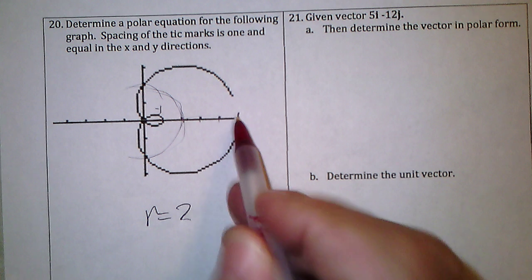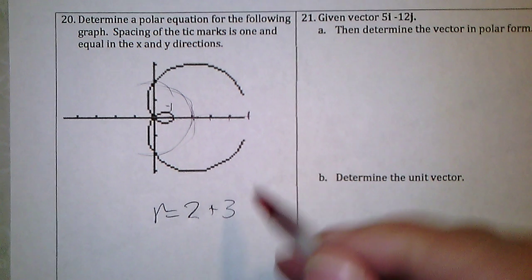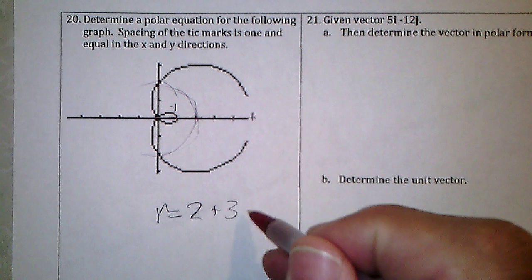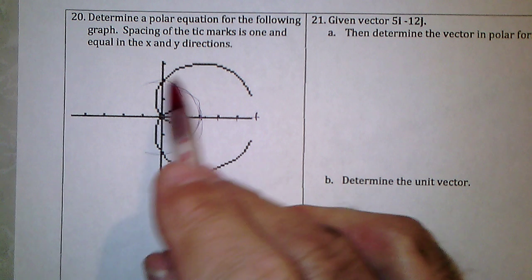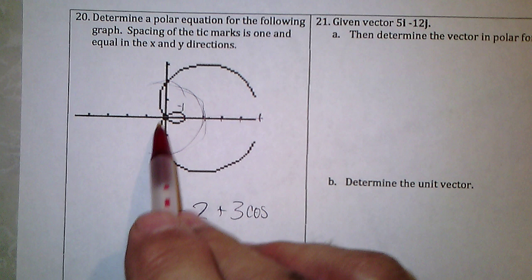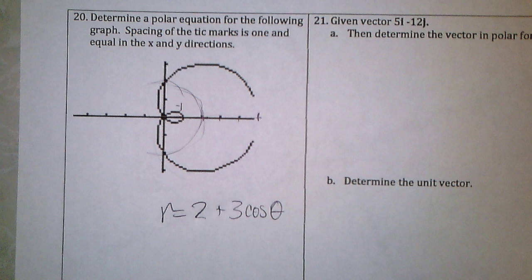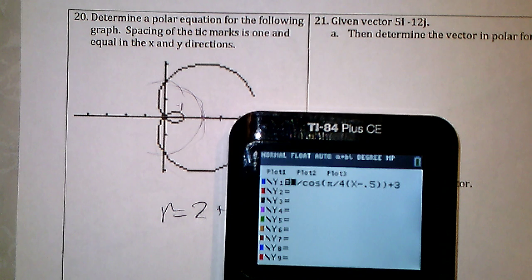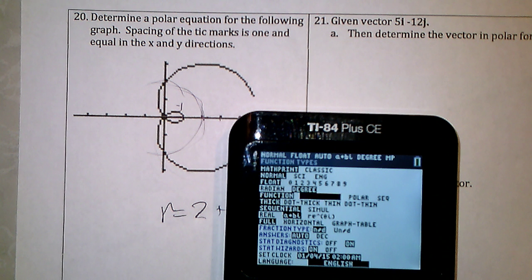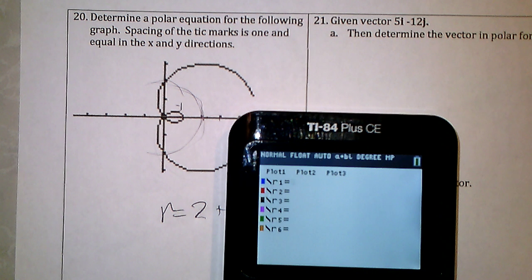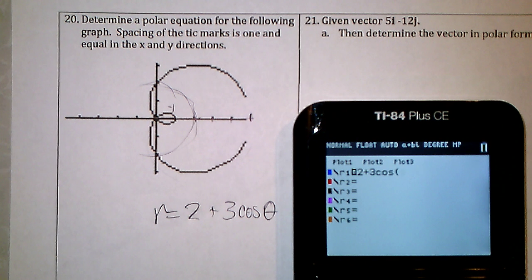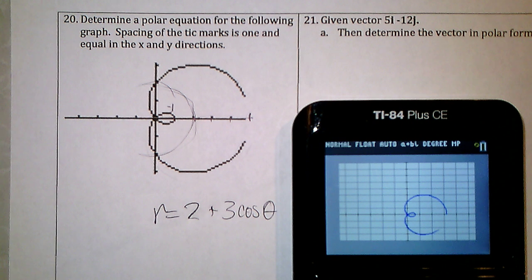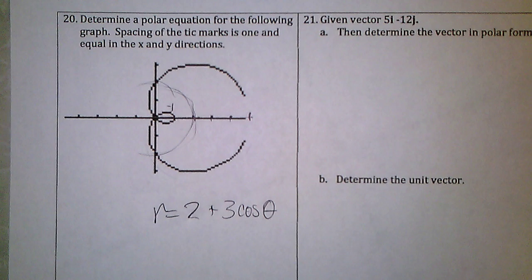And it looks like we add 3. And to be adding right at 0 degrees, that would be a cosine curve. And it looks like it adds and then goes to minus, and cosine's minus over here, and then plus, so I think it's just theta. Let's check it. So mode, polar, 2 plus 3 cosine theta. That looks pretty darn close.